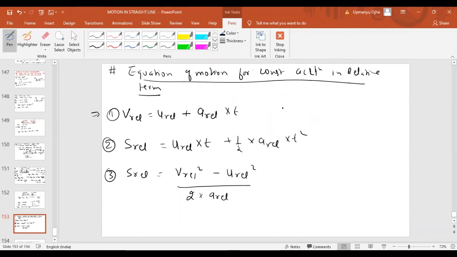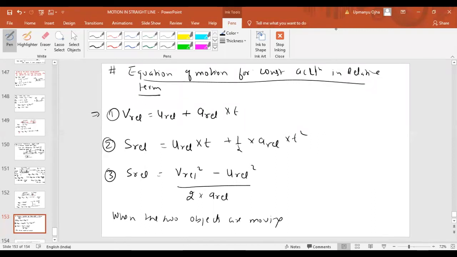Basically, what we are doing is, in the equations of motion for constant acceleration, we are replacing with relative terms. Now, when will these equations be useful for us? These equations are useful when two objects are moving simultaneously at the same time, then we can use these equations of motion to get the answers.